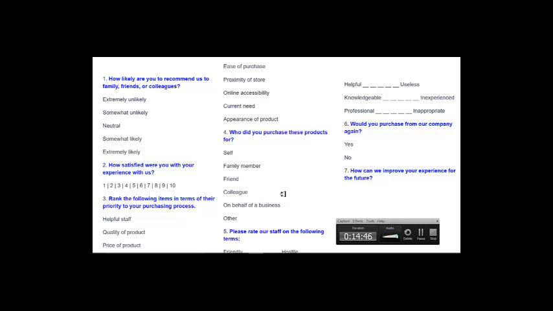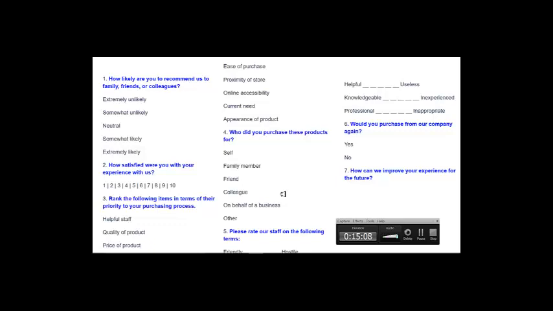And these are questions that we could probably ask. For example, how likely are you to recommend us to family, friends, or colleagues? And you see the scale: extremely unlikely, somewhat unlikely, neutral, somewhat likely, extremely likely. These are some kind of scales that we could use to test their level of satisfaction.